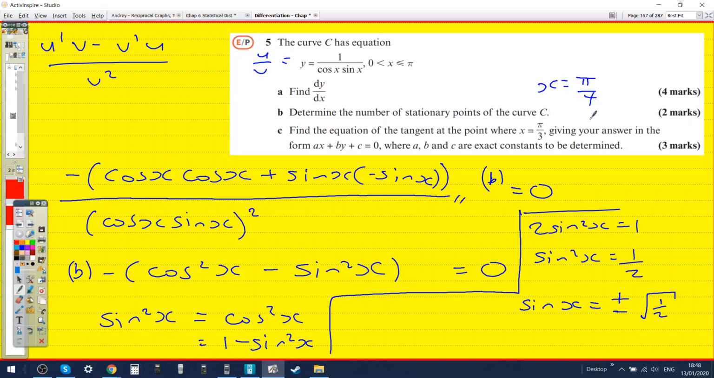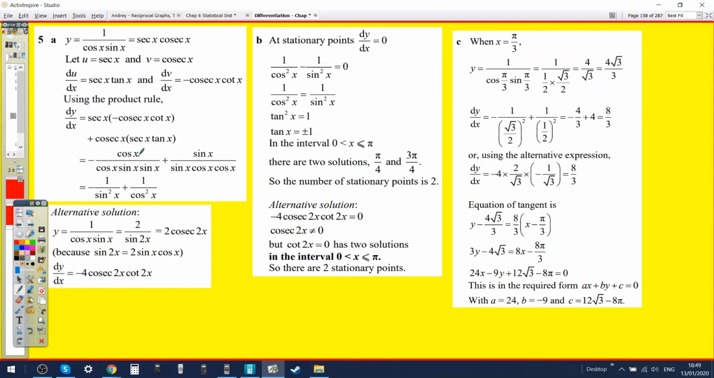Why is it only 2 marks, considering there's more to it than there was in the previous question? Well, because we solved it. They just wanted the number of stationary points. We could have done b squared minus 4ac, I believe. How would we have done that? So the number of stationary points is 2.